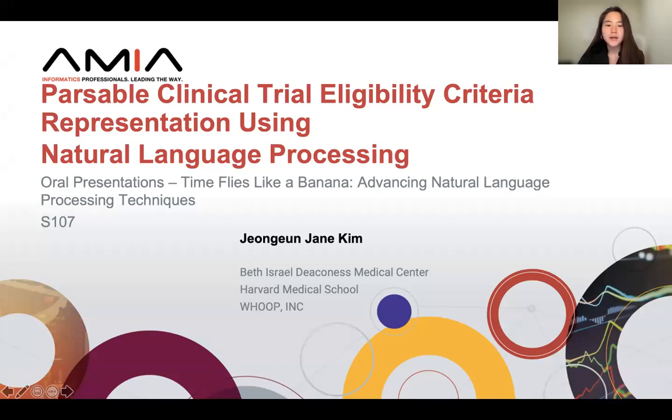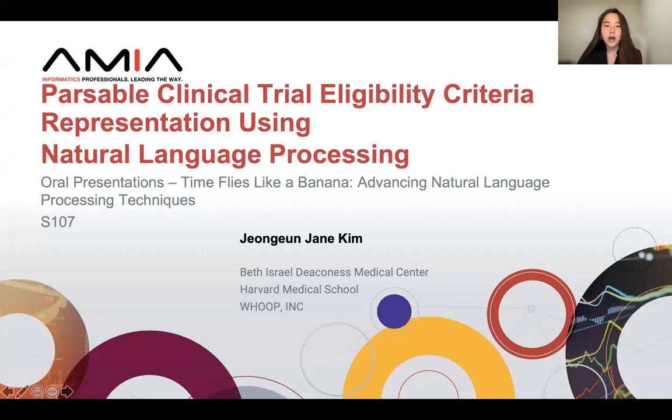During my time at Harvard, I worked with Dr. Yuri Quintana in the Division of Clinical Informatics at Beth Israel Deaconess Medical Center. Today, I'll be presenting my work on constructing a parsable clinical trial eligibility criteria representation using natural language processing.